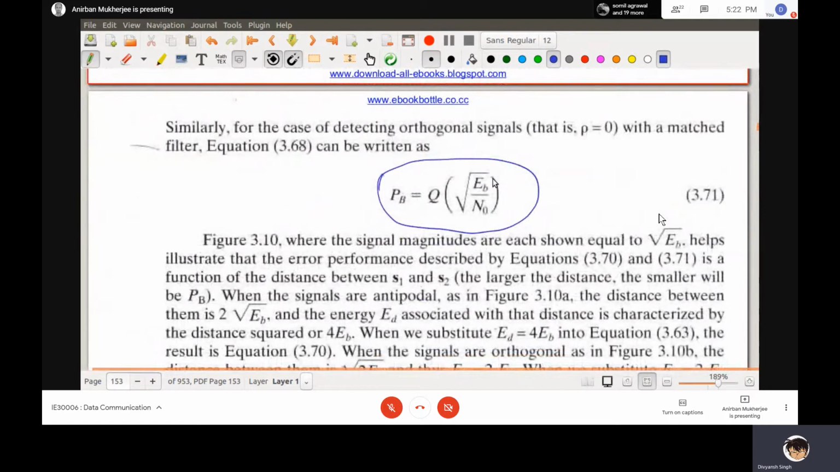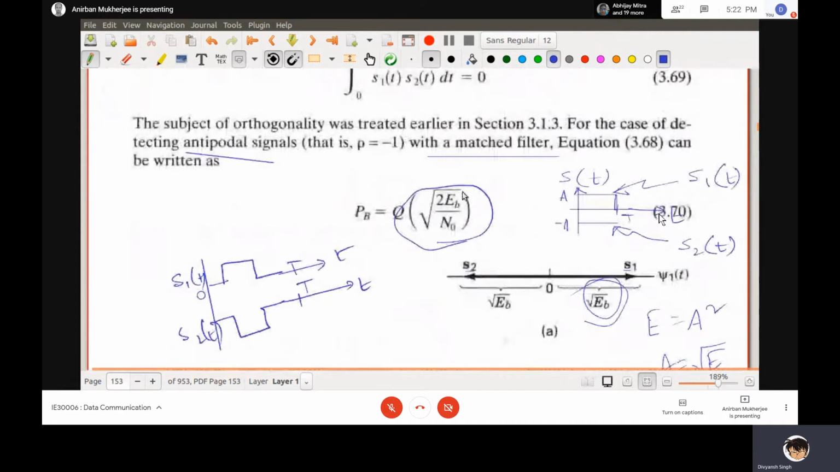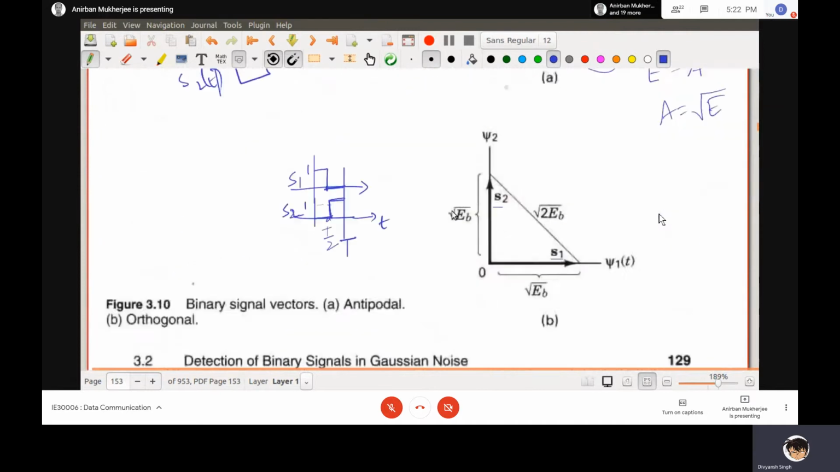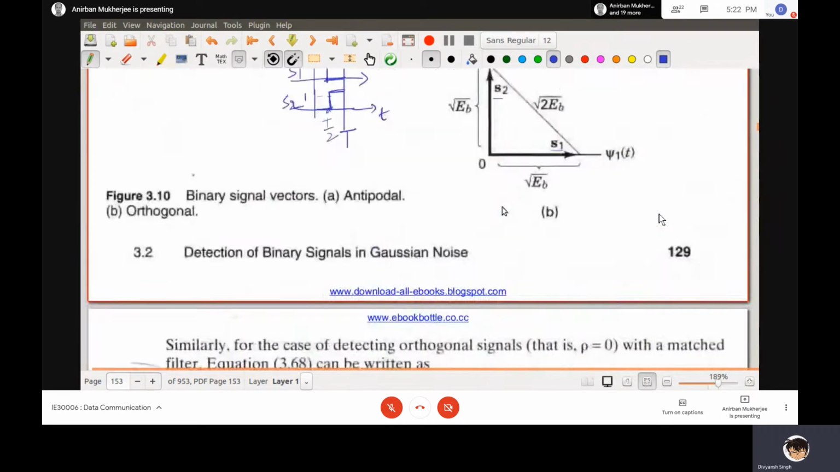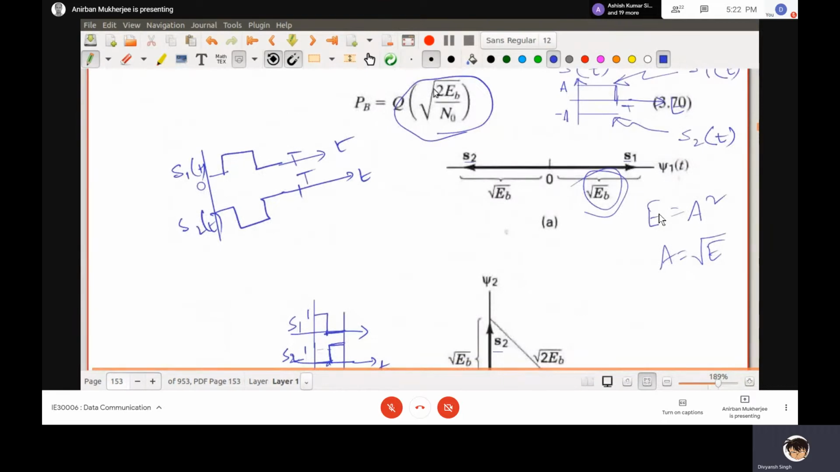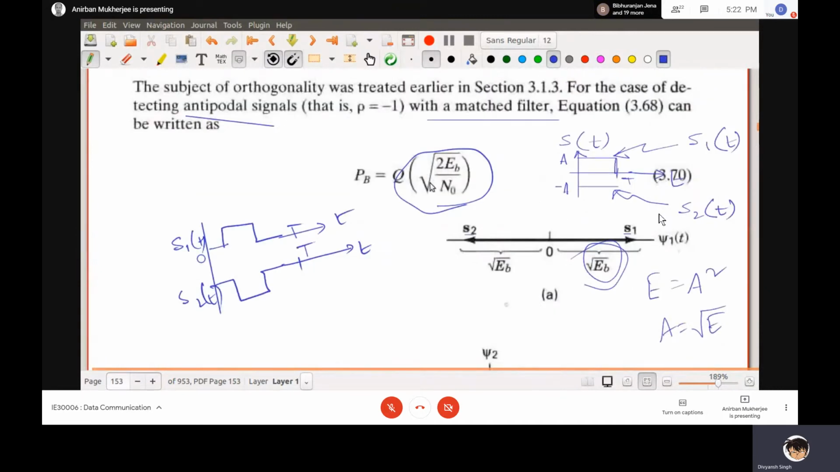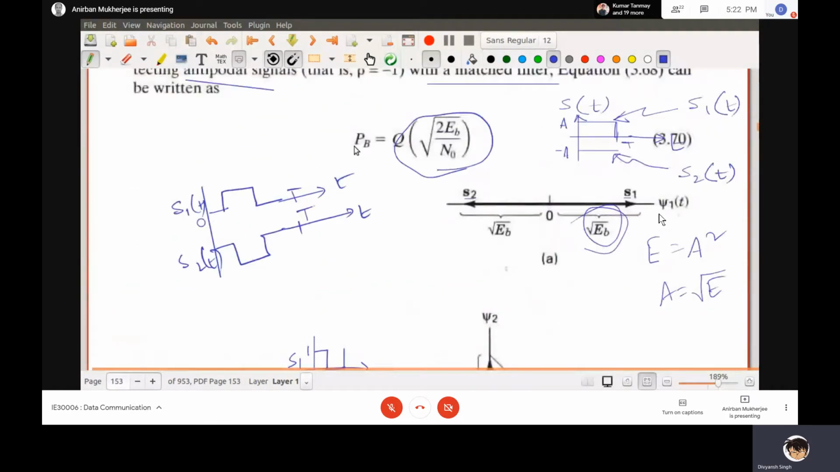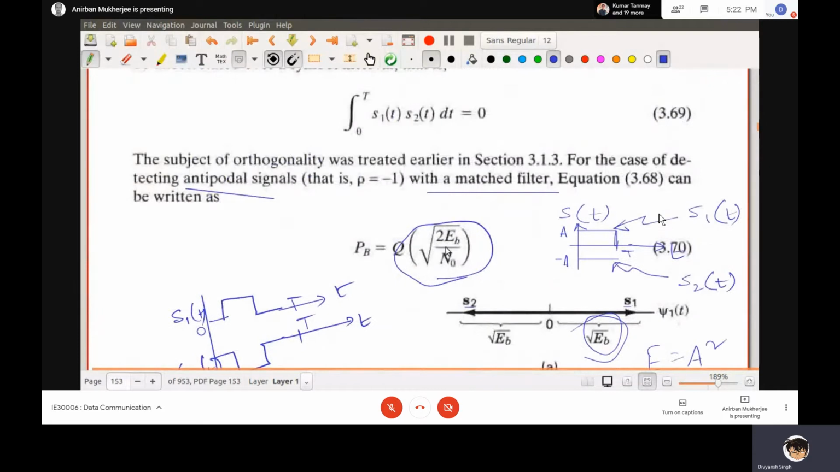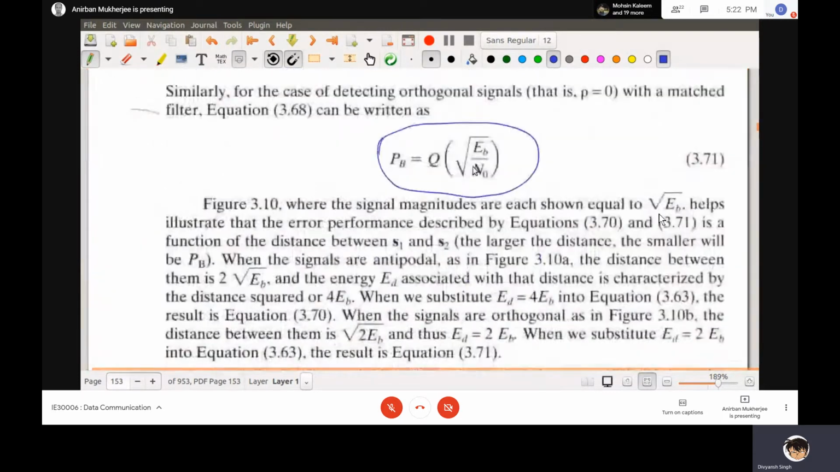Please note that in the previous case you had PB equal to Q of root 2 EB by N0, and here it is root EB by N0. So in this case the argument of Q is smaller than in the previous one, and when the argument of the Q function is bigger, the probability of error is less. So for the same thing, if you choose S1(t) and S2(t) judiciously, antipodal instead of orthogonal, your probability of error will be much smaller, because it is Q of root 2 EB by N0 rather than root EB by N0.